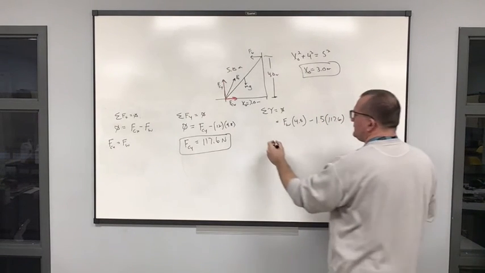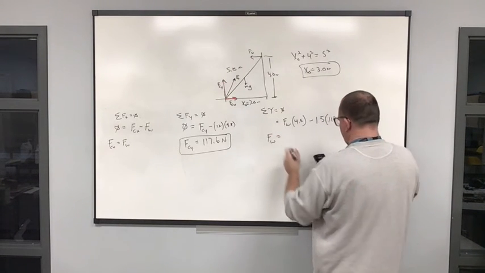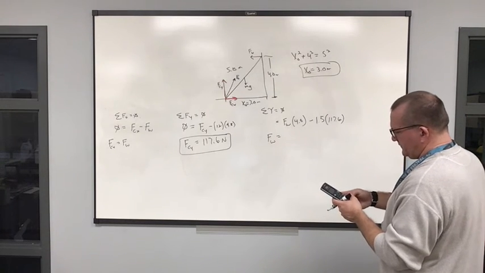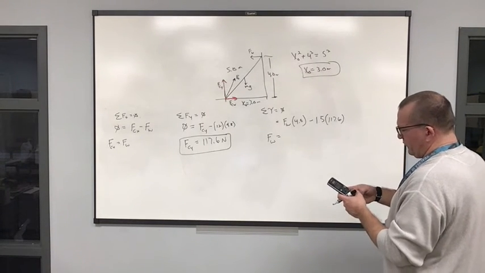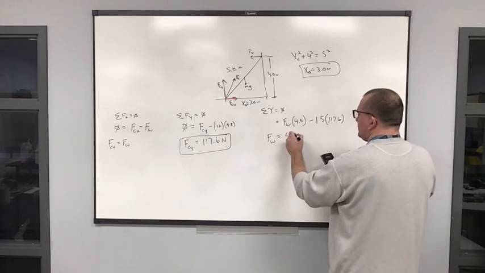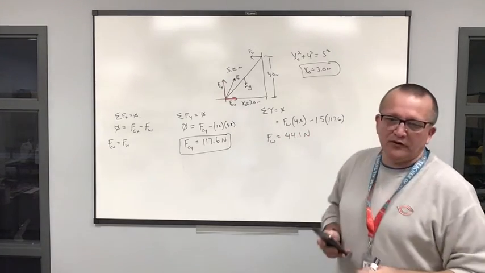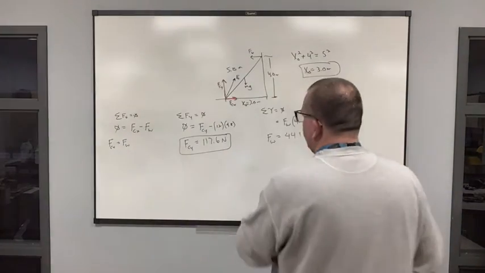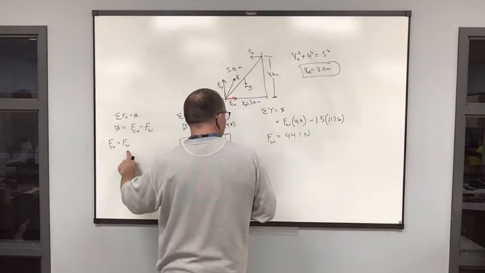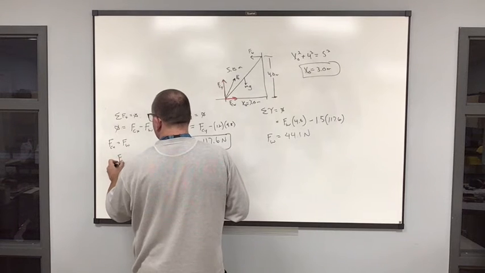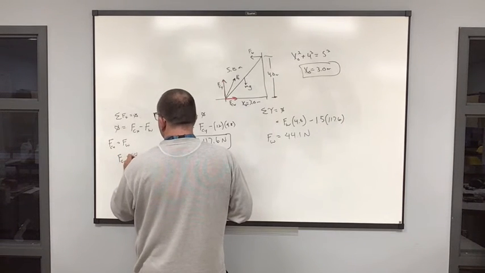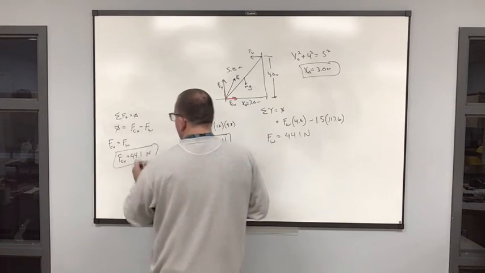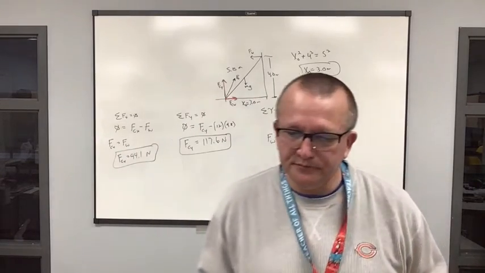117.6. So now I can solve for FW. 1.5 times 117.6 divided by 4. Force on the wall is 44.1 newtons. And now I can bring that over to here. If the force on the wall is 44.1, then my force of concrete on the ladder in the X is also 44.1 newtons.